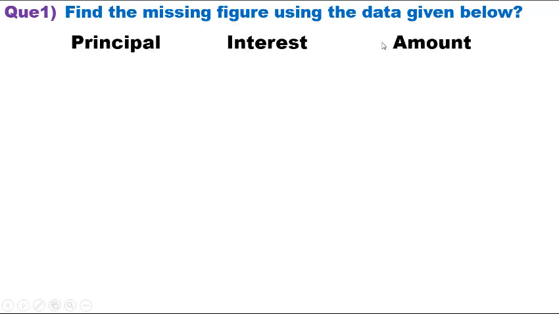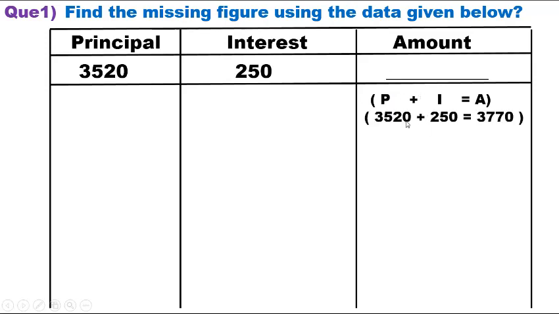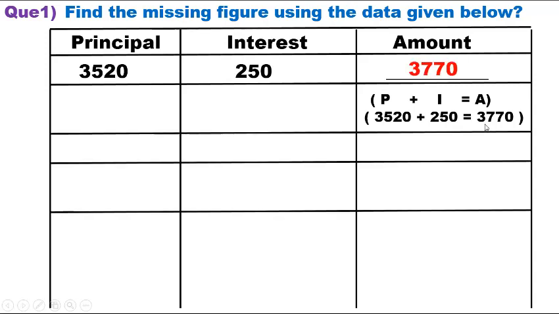Principal, interest and amount. There is a principal of 3520 rupees. Interest is 250 rupees. Then what is the amount? Here principal plus interest is equal to amount. So 3500 plus 250 is equal to 3770 rupees.